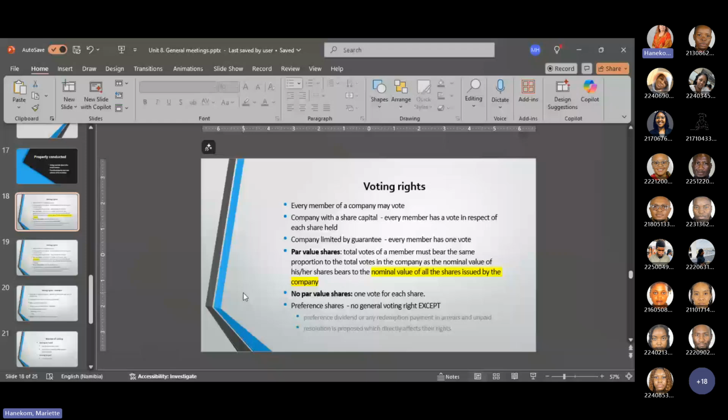In a company limited by guarantee, every member has one vote. There we don't have shares, so one member doesn't have more shares than the other. So limited by guarantee, every one member, one vote. In a company with a share capital, the relative voting rights will correspond with the size of the individual shareholder's share capital.